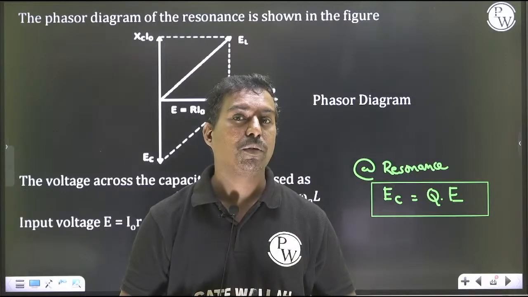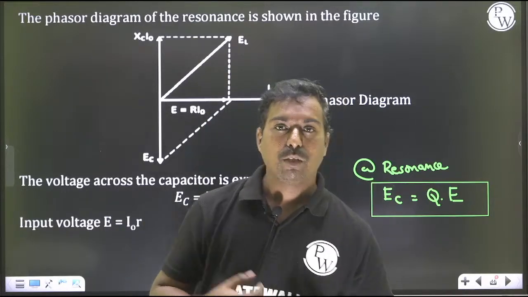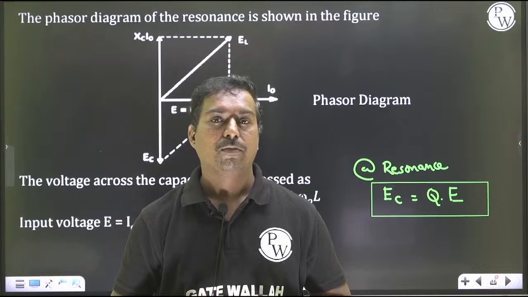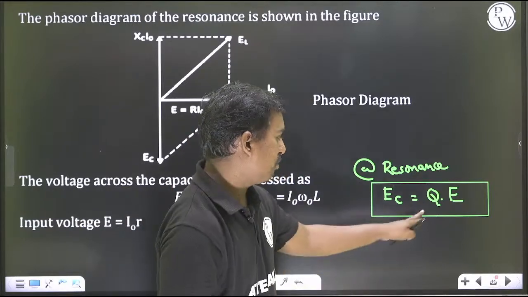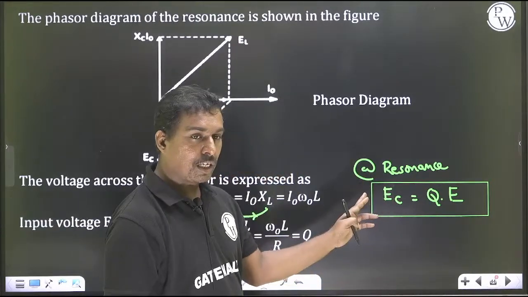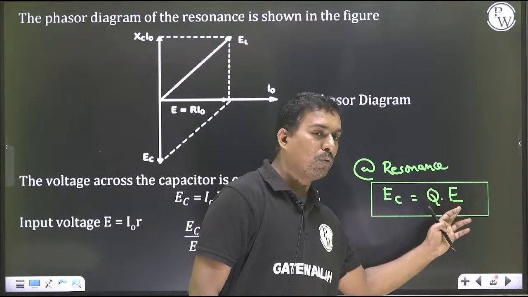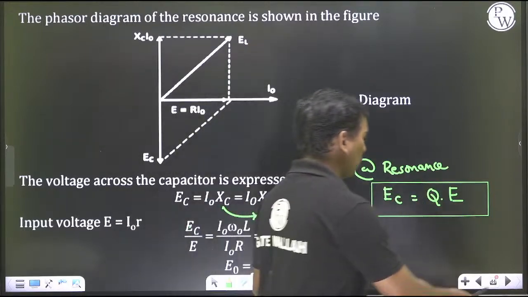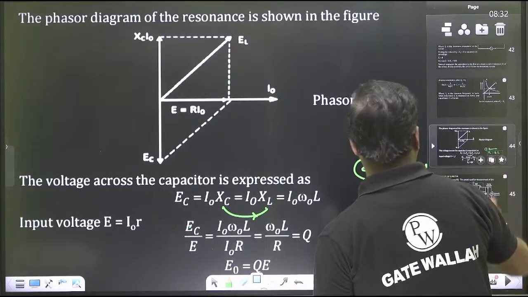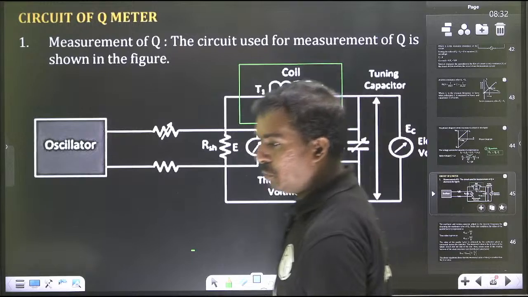When the circuit is purely resistive, it draws more current. When more current comes, obviously the voltage across the capacitor becomes maximum. The voltage across the capacitor will be how many times the applied voltage? Q times E. To know that, we are using the Q meter circuit.